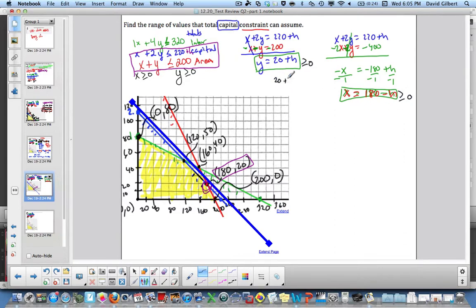Alright, so if I have 20 plus h is more than or equal to 0, then minus 20 from both sides, I get h has to be more than or equal to negative 20. That's one of the limitations on h. Alright, now if I know this has to be more than or equal to 0, add h to both sides, and I get 180 is more than or equal to h. Alright, so that's another limitation on h.